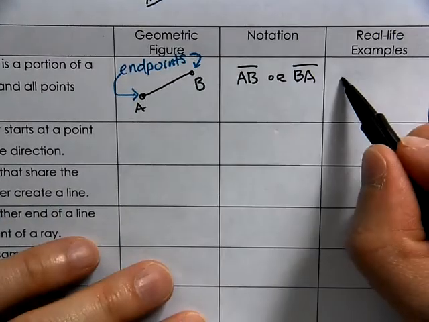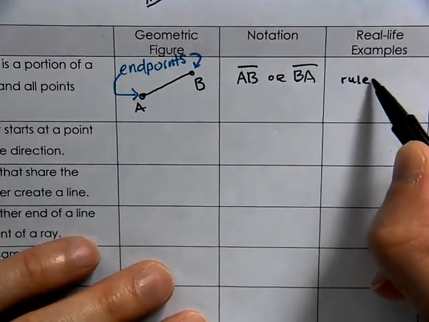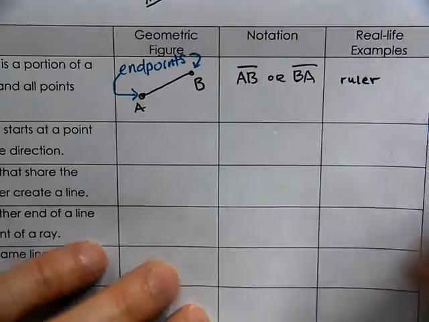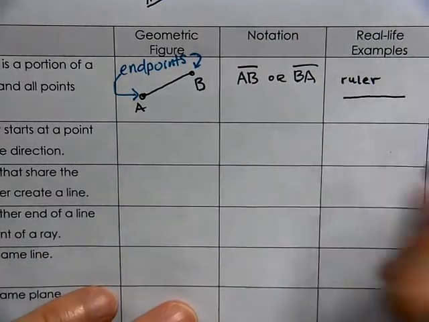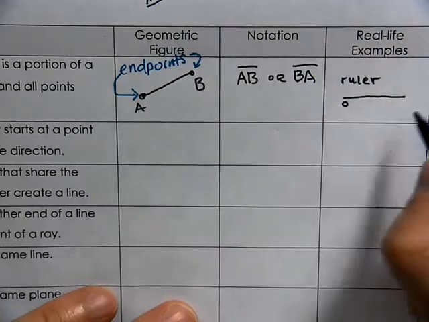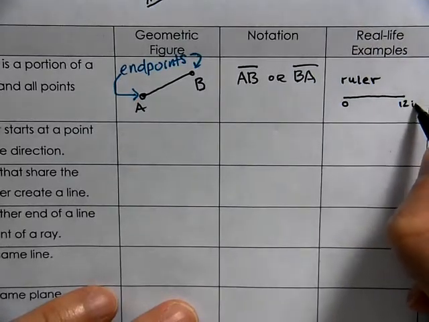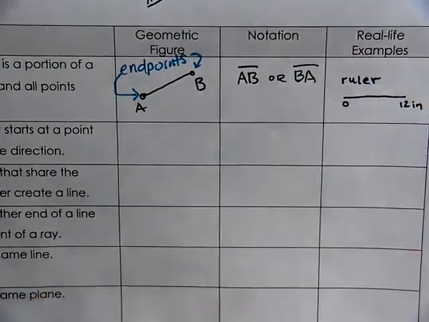Think of an example like a ruler. If you have a 6-inch ruler or a 12-inch ruler, well, there's a clear starting point and there's a clear ending point. So this might be your 0 and this might be your 12 inches, and there's your ruler edge.